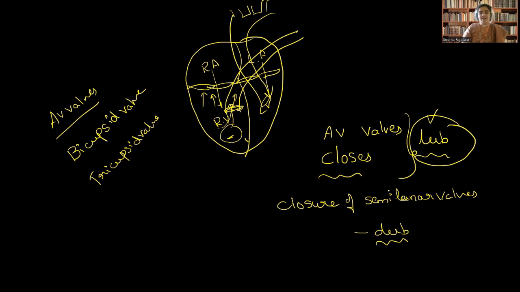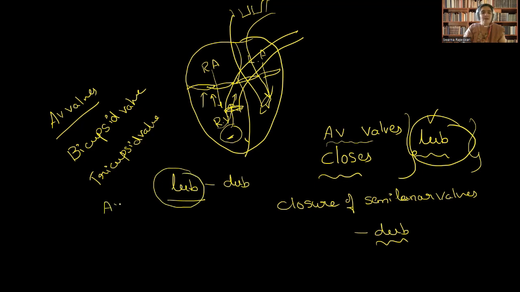Okay. So this sound is called dub, whereas when the AV valves close, we call it lub. So these are the sounds in our heartbeat: lub dub. So what is lub? It is the closure of the auriculoventricular valves to prevent the backflow into the auricles, which is heard as lub. And the dub sound is the closure of the semilunar valves to prevent the backflow of the blood into the ventricles. It is heard as dub.